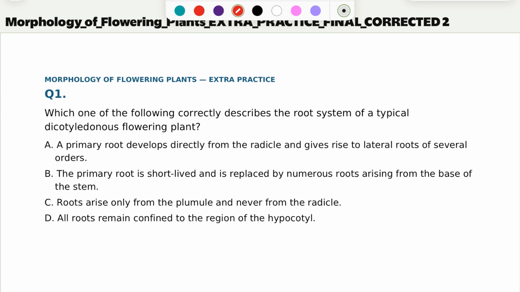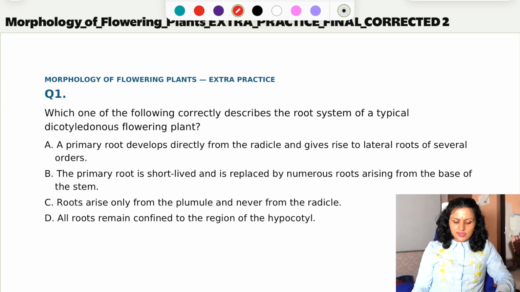I hope you found the question paper easy. Now let us solve the questions. Question 1. Which one of the following correctly describes the root system of a typical dicotyledonous flowering plant? A primary root develops directly from the radicle and gives rise to lateral roots of several orders. This is correct. The primary root is short-lived and is replaced.